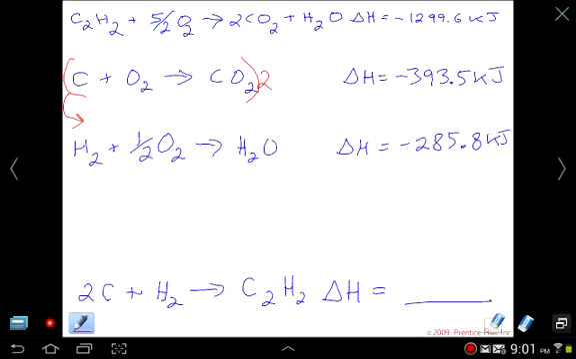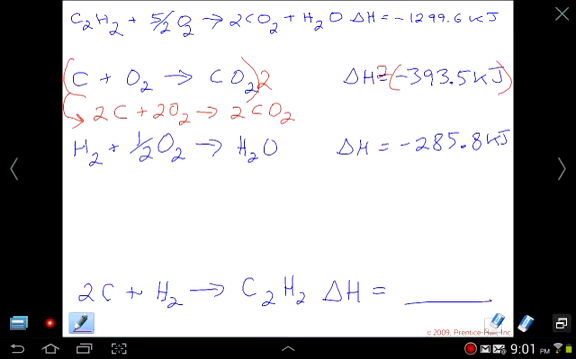So we'll now have 2 carbons plus 2 oxygens, providing us 2 carbon dioxides. Recall then, if we multiply the reaction by 2, we must also multiply the delta H by 2. So that looks kind of like a 3. Why don't we make it a 2?